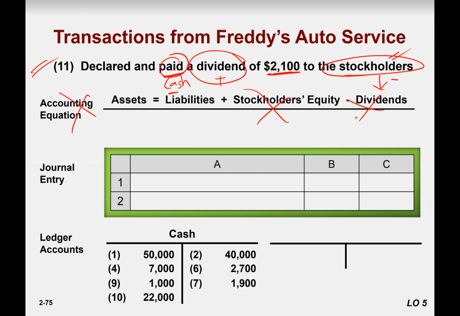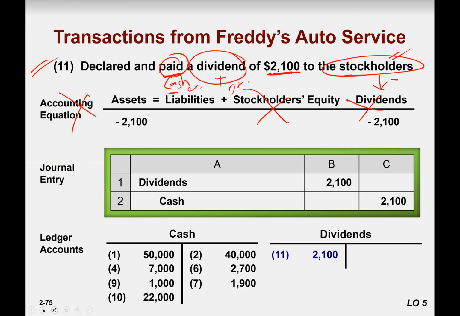So what will be the entry here? Dividend increase means debit, cash decrease means credit. Entry would be dividend to cash. If we post it, right? Any question regarding this entry?